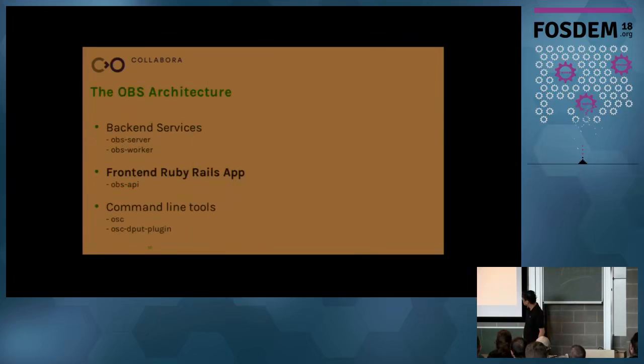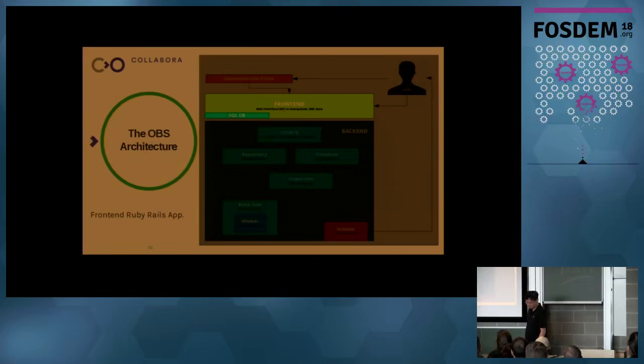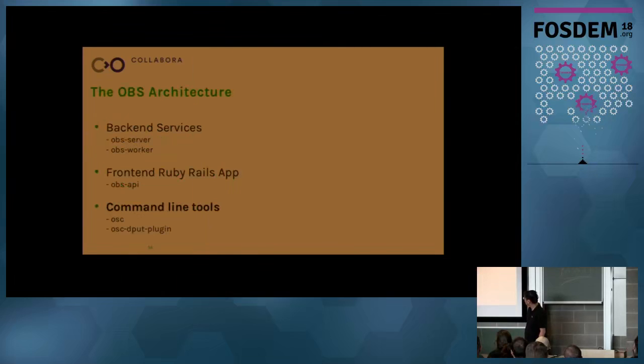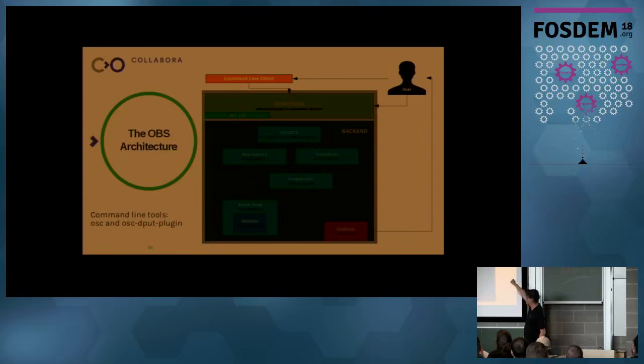Okay. And this web front end is Ruby on Rails. This is the only part that needs the database. The backend doesn't need one, but the web UI needs the database. Okay, and then the command line tools. Using the tools, as a user, you can interact with the whole system, the backend and the web front end. You can just use the command line tools.